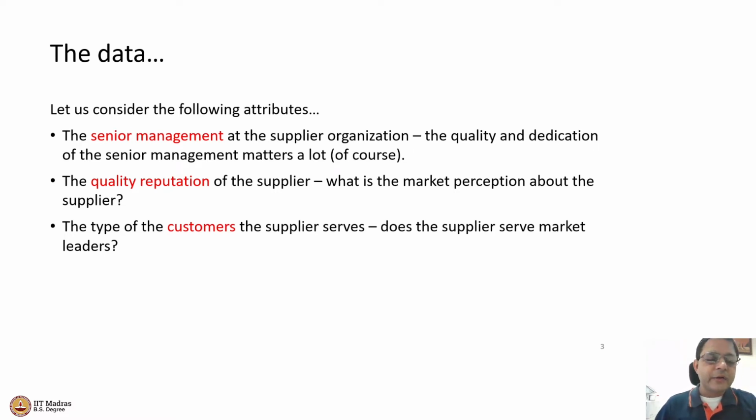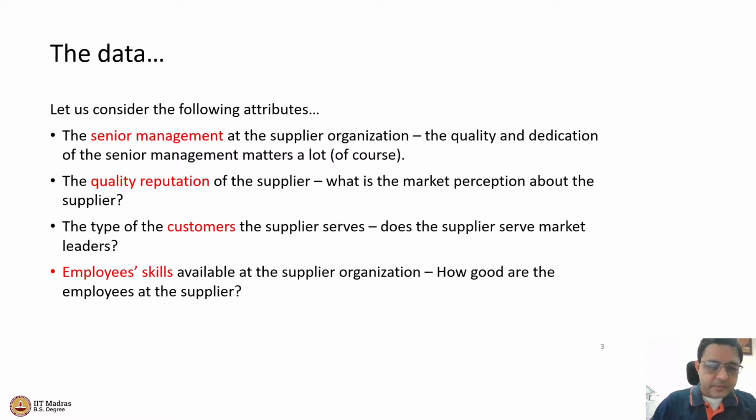The fourth attribute that we are going to look at is employee skills. What kind of skills are available at the supplier? Now, the better the employee skills, the expectation is the supplier will be able to deliver good quality products. How good the employee skills are is also a factor that may impact the organization deciding whether to pick this partner or not. Obviously, the better the employee skills at the supplier, the more desirable the supplier is.